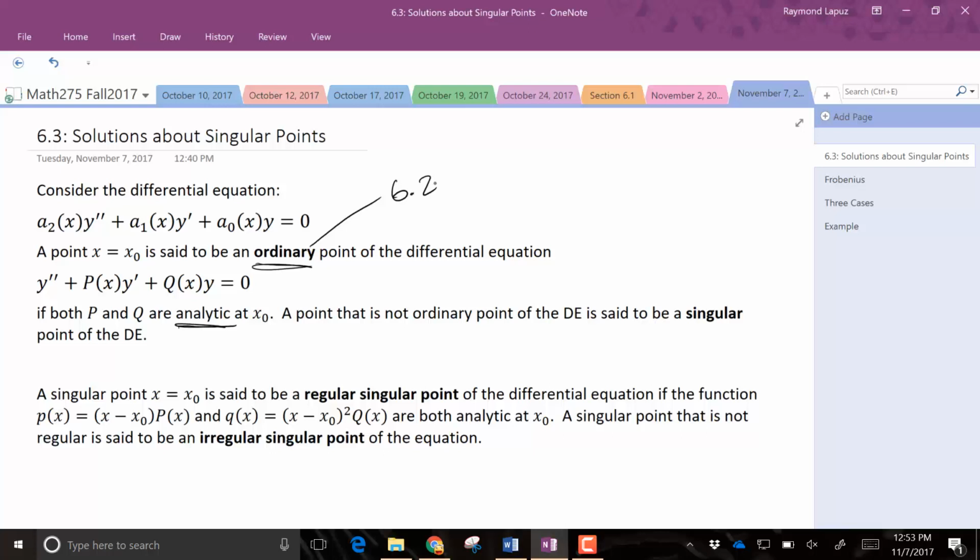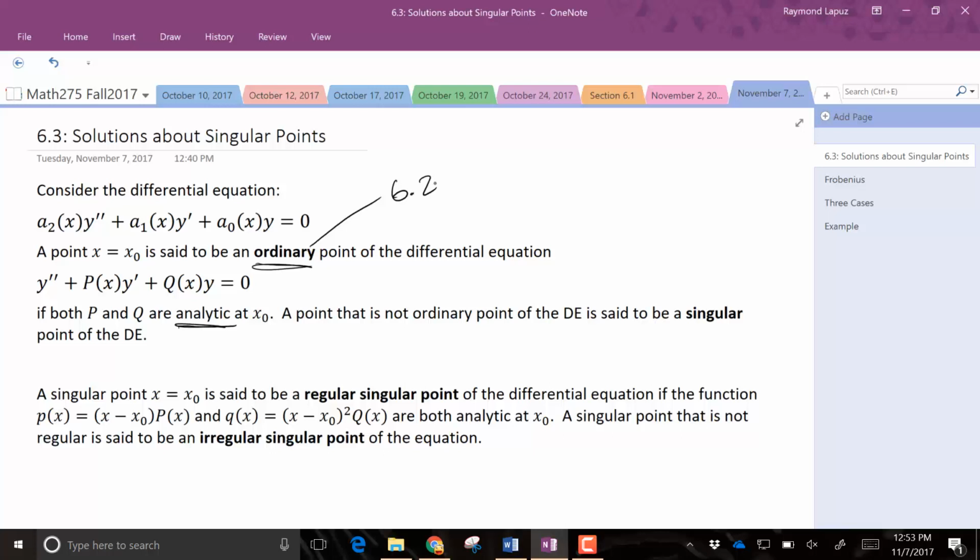So now we're going to define a singular point. A singular point is not an ordinary point. So there's some issue with it, and there's different types of issues that could happen. One of the issues that could happen is that this could be a 0 in the denominator, where it goes undefined. So that now defines a singular point.